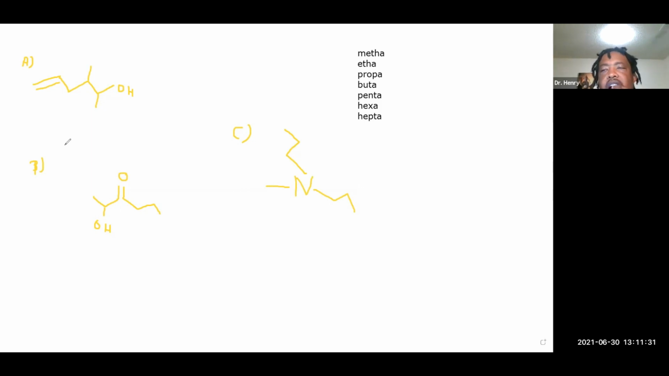Where are we going to start? On the right. We're going to start to the right. So we're going to count from the right. So this is the first carbon. This is the second carbon. This is the third carbon. This is the fourth carbon. And here's the fifth carbon.